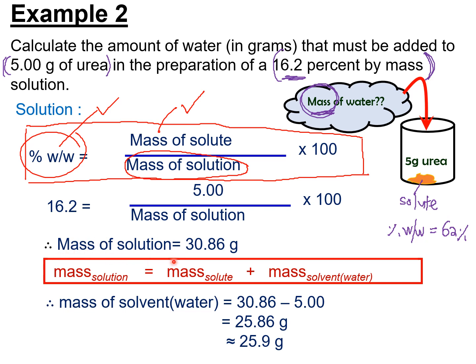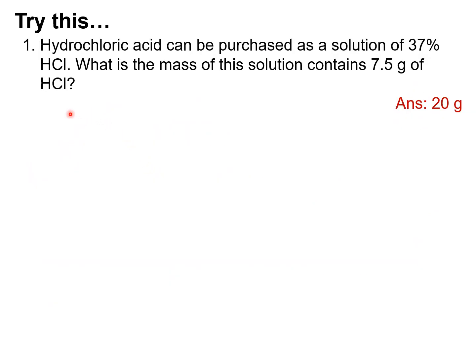So, bila you dah dapat mass of solution, barulah you boleh figure out berapakah mass of water. Sebab as you know, mass of solution is equals to mass of solute plus mass of solvent, which is water in this case. So, untuk cari mass of solvent, mass of solution, tolakkan saja dengan mass of solute, then you will get the mass of solvent, which is 25.9 gram. Okay, so try this out. Nanti Miss check time tutorial ya.